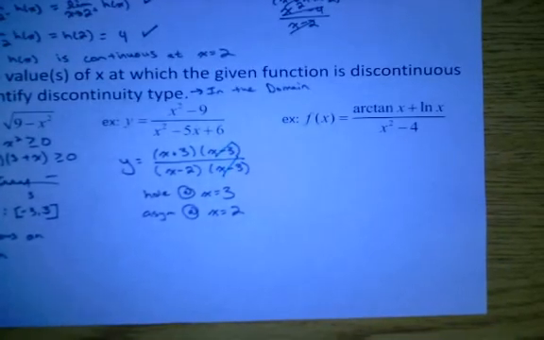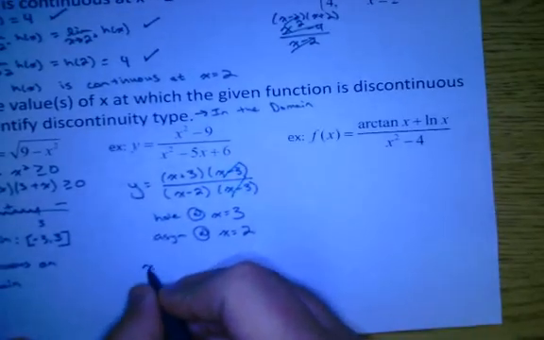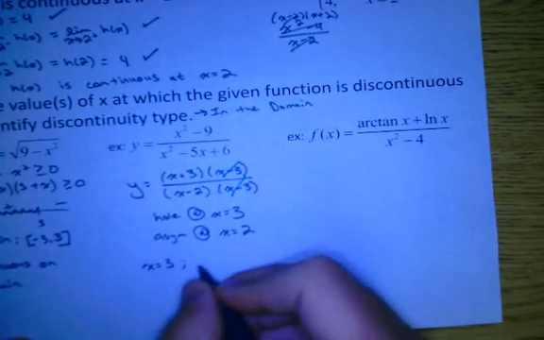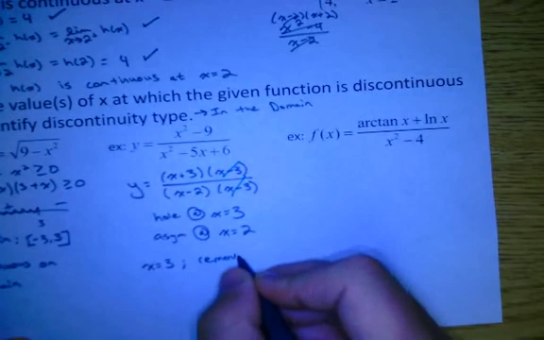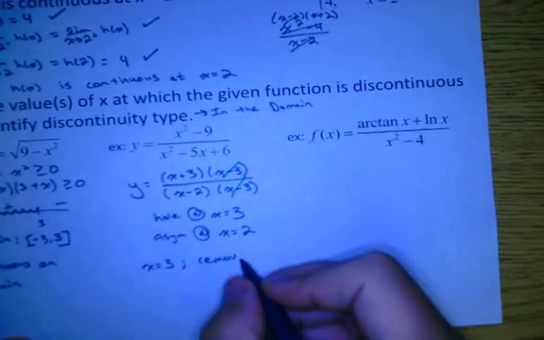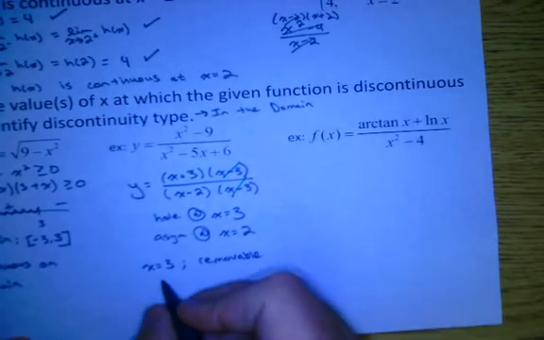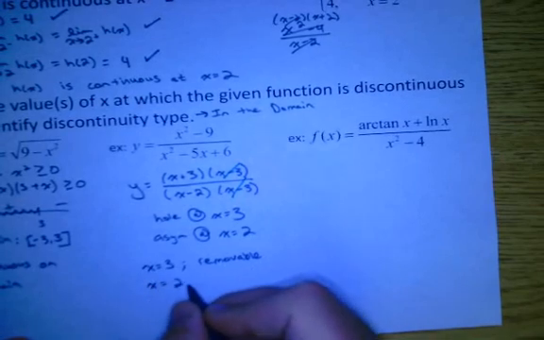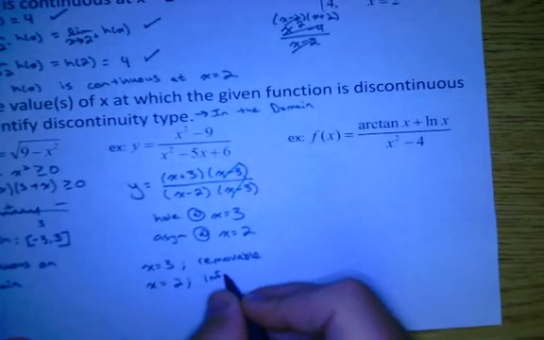So to get a little more technical here. Where are my discontinuities at? Well, I have a discontinuity at x equals 3, and this is removable. And x equals 2, which is infinite.